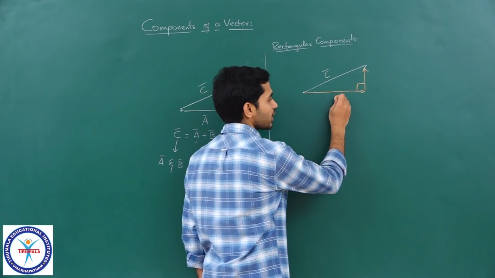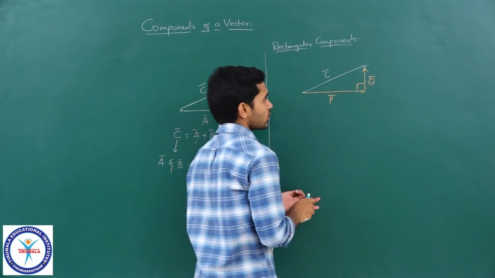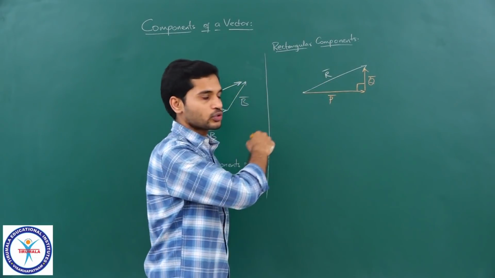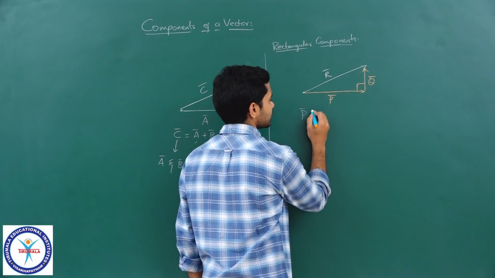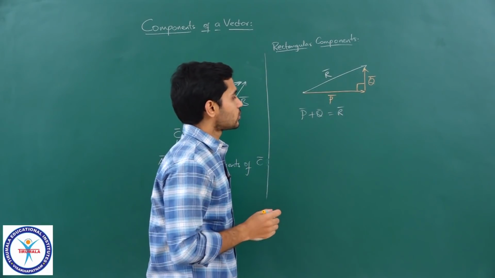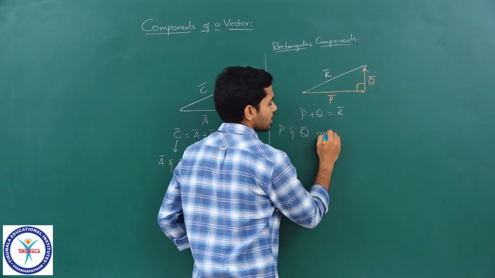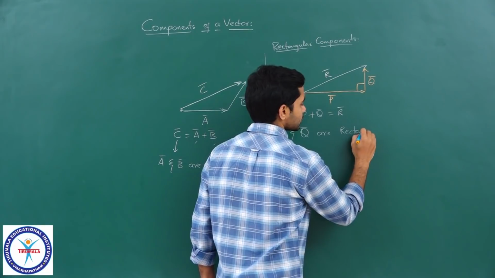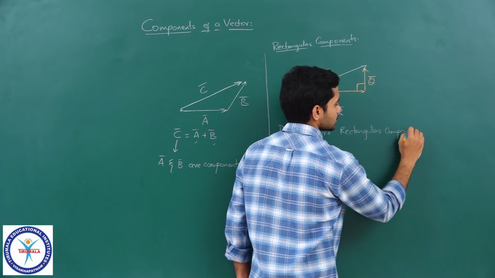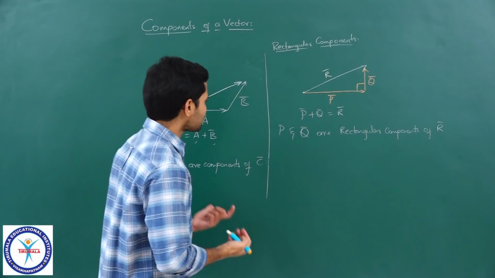So, let us call this vector P bar and this one Q bar, and let us call this R bar, right. So, P bar plus Q bar is equal to R bar in this case. Clear, students? So, in this case we can say that P bar and Q bar are rectangular components of R bar. So, a very simple definition, right. Components can have any angle.